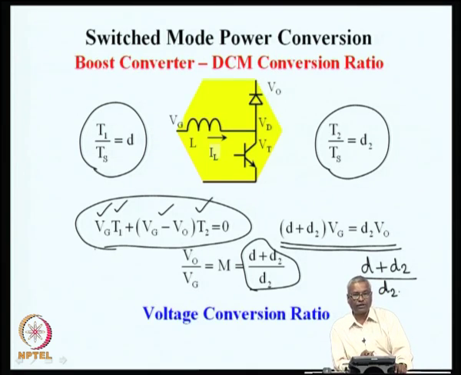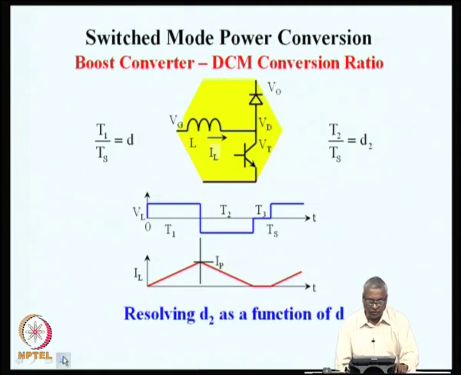In the continuous conduction mode, D2 is the same as 1 minus D. So, the numerator becomes 1 and the denominator becomes 1 minus D. The difference compared to the continuous mode of conduction is that you now have in the numerator, instead of 1, D plus D2, and in the denominator, instead of 1 minus D, D2. So, this voltage conversion ratio also requires resolution of D2 and D.